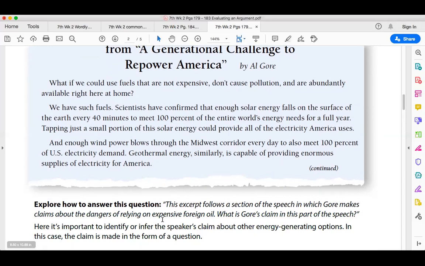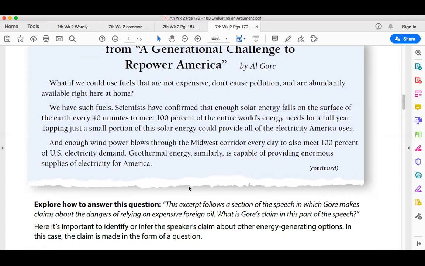So look at the question. This excerpt, remember, is only part of his speech. It's being pulled out. We're only taking the first 3 paragraphs. It follows a section of the speech in which Gore makes claims about the dangers of relying on expensive foreign oil. What is Gore's claim in this part of the speech? So we're looking for his claim.